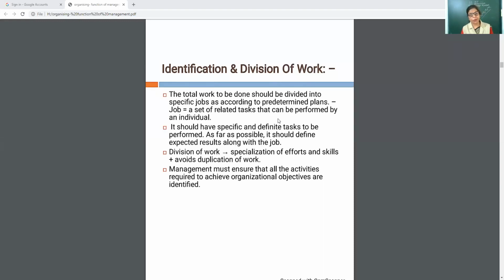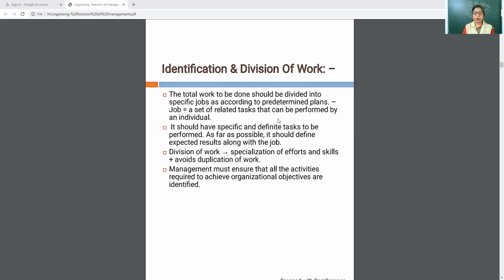Specialization and perfection of work. How? When we divide the work, by doing the same work again and again, the person will become perfect, specialized in his task, and that will avoid duplication of work. Duplication of work or wasteful activities should be avoided.